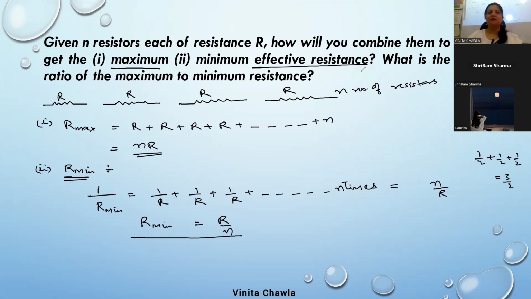Next question is, what is the ratio of the maximum to minimum resistance? Now we have to find the ratio of R max to R min. So maximum resistance is NR and minimum resistance is R by N. So what will we get? N square. So the ratio is N square is to 1.